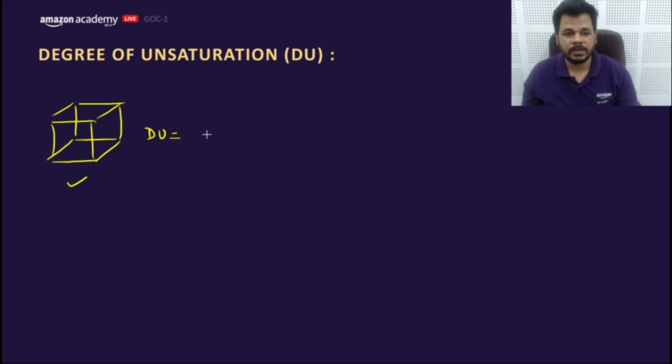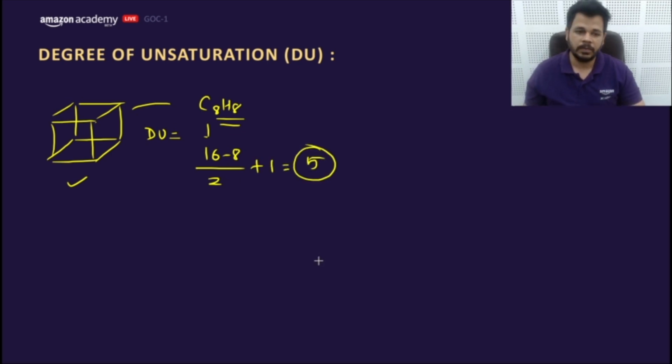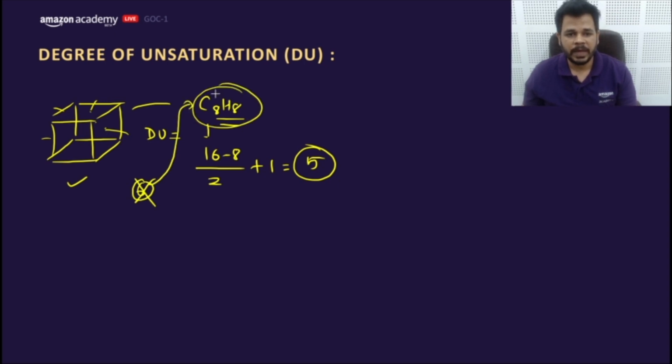DU would be 5. Yes, calculate it, convert it into formula like C8H8. Now apply it. C8H8 means 16 minus 8 divided by 2 plus 1. The answer would be what? 5. Yes, the answer would be 5. If you calculate rings, the answer can be different, like 6. That would be wrong. So this is the best way, without making mistakes: convert it into chemical formula and then apply our formula.